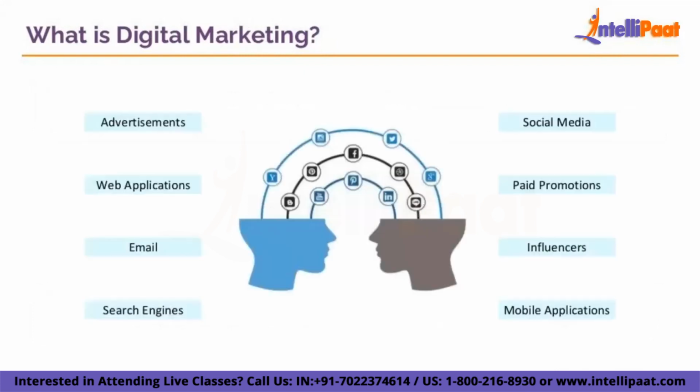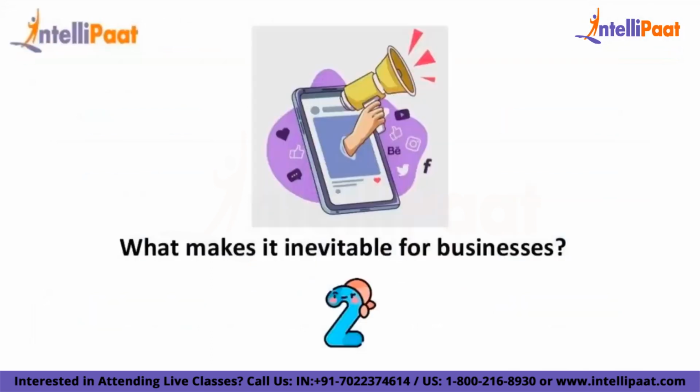Again, a few of the things I mentioned earlier: advertisements, web applications, the emails that you get, search engine, social media, paid promotions, influencers, and mobile applications as well. All these things combine and create the digital marketing ecosystem. What makes it inevitable for businesses?